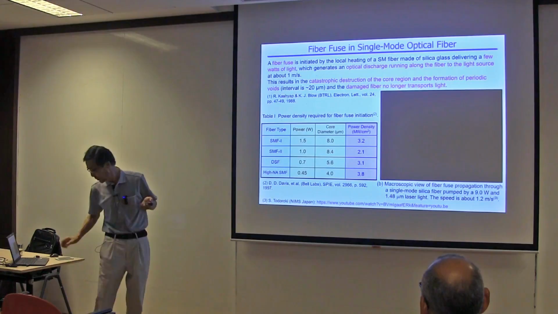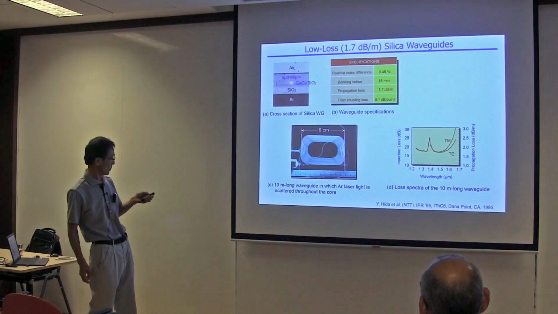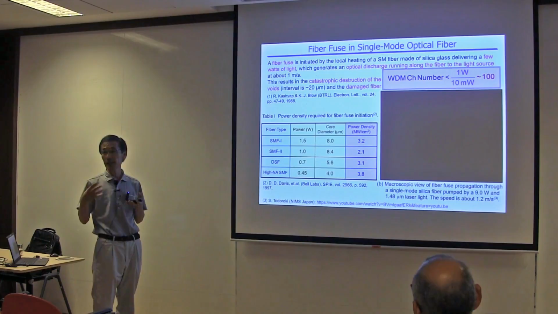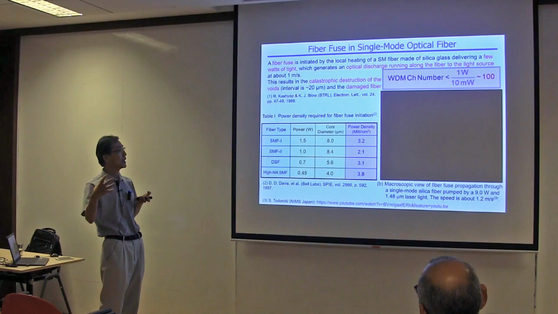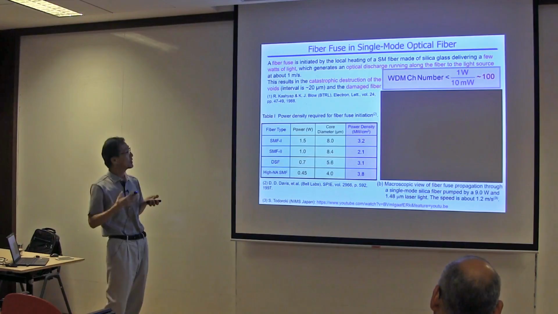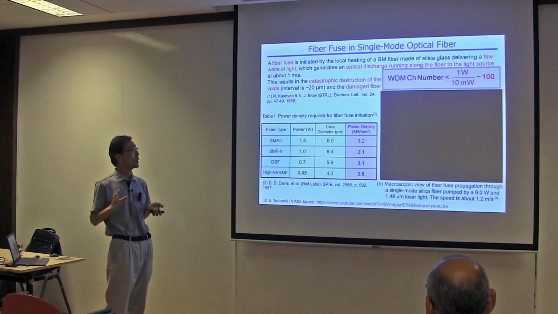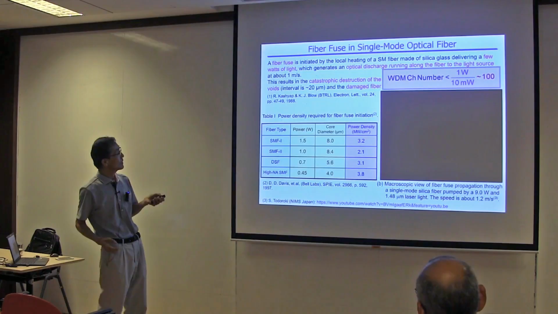So fiber fuse is when we couple very intense light, for example, roughly 1 watt power into optical fiber, the discharge takes place in the dielectric glass material. And the discharge propagates normally from the output end side to the source side. So that is called optical fiber fuse. And then it makes voids inside the core region, so attenuation becomes very large, and the optical fiber cannot be used further. And that limit is typically 1 watt.